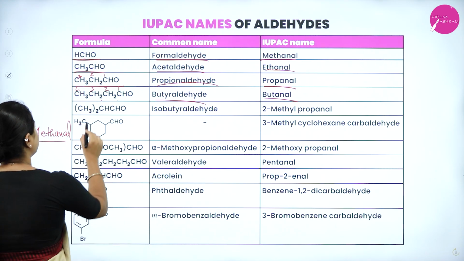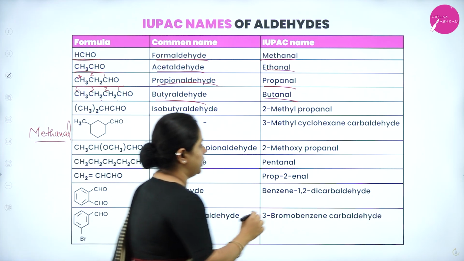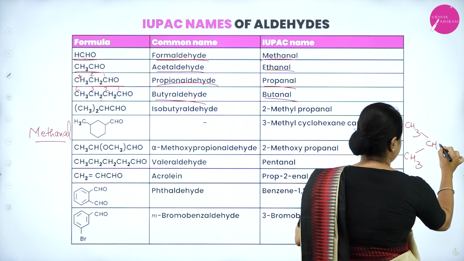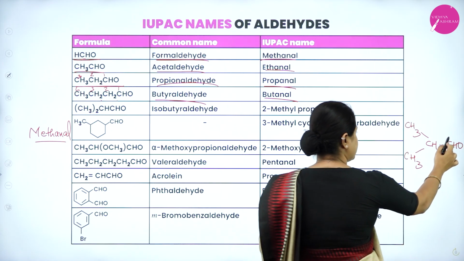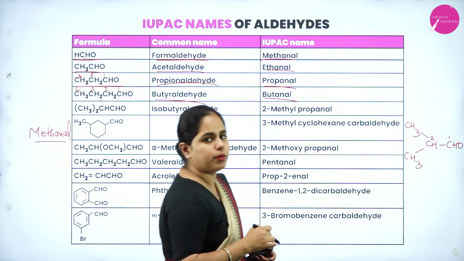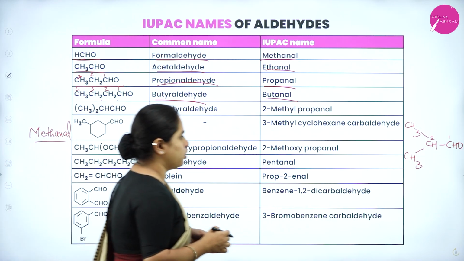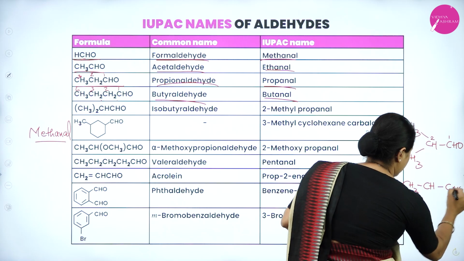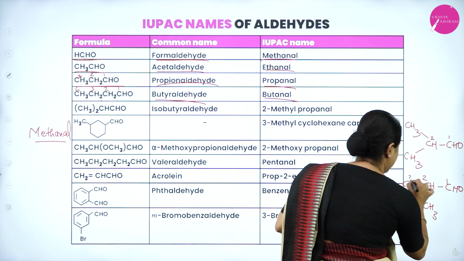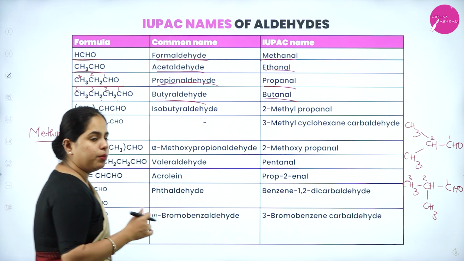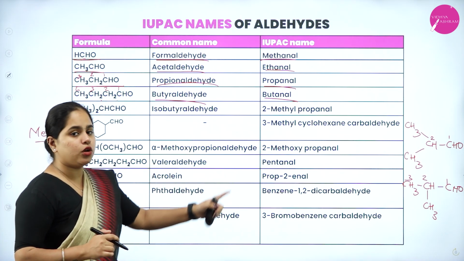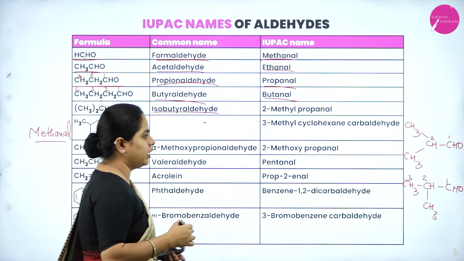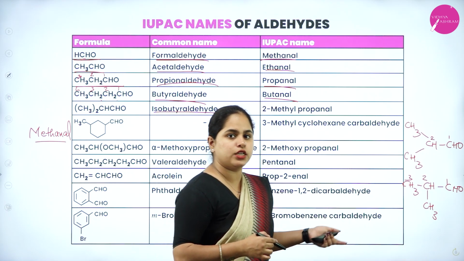Clear? The next one is (CH3)2CHCHO. What does that mean? CH3, CH, CHO. That means this is your first carbon atom and the second carbon atom. On the second carbon atom, you have a methyl group attached. Or else you can also write it as CH3, CH, CHO with CH3 on the side. So 1, 2, 3 carbon atoms, and on the second carbon atom you have a methyl group attached. So this is an iso group, right? It is called isobutyraldehyde. Why? Because a total of 4 carbon atoms are present. So this is isobutyl, right?